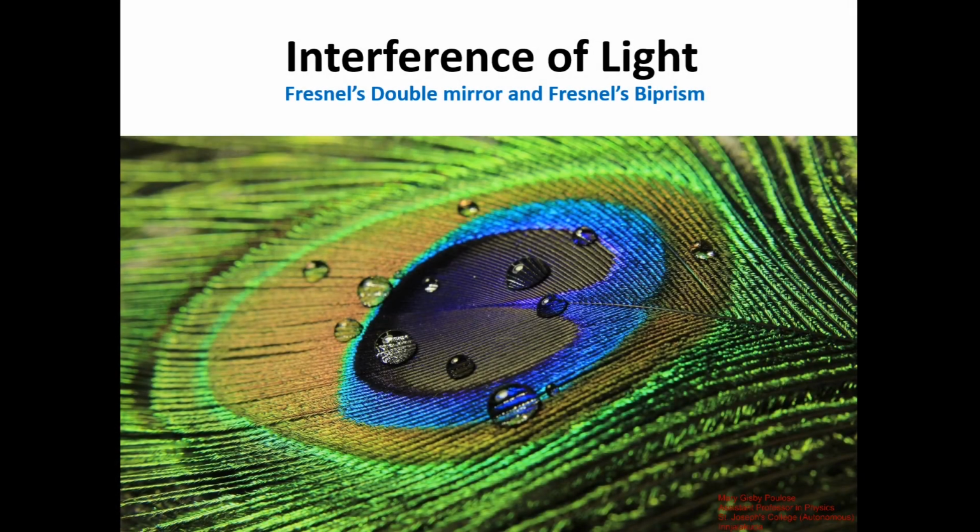Good day, students. Today, we shall look into the different techniques used to obtain interference of light. Here on the screen, we see a beautiful image of the peacock feather. The vibrant colors of blue and green and hues of yellow are achieved due to the interference of light on the nanoscale structures present on the feathers. So, in nature, we have a lot to learn.